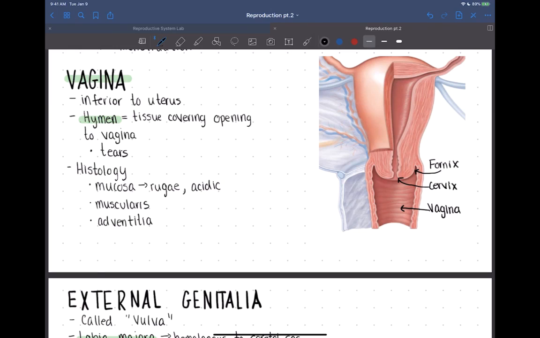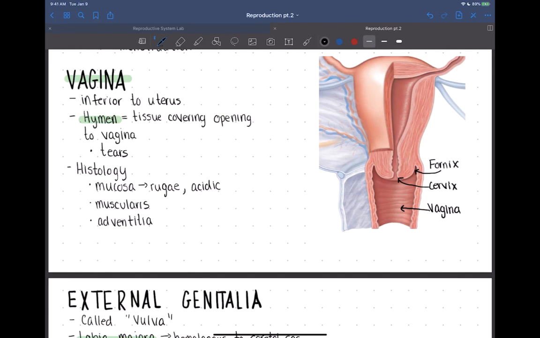A structure associated with the vagina is the hymen. This is just a very thin tissue layer that covers the opening to the vagina. The hymen tears very easily, so it can tear.